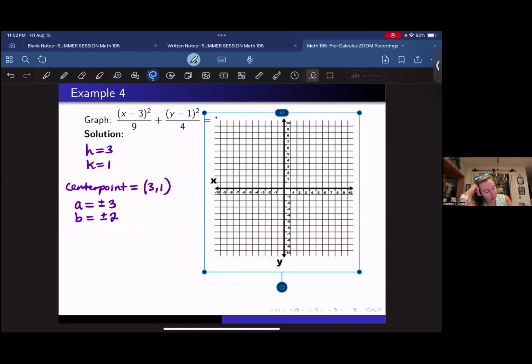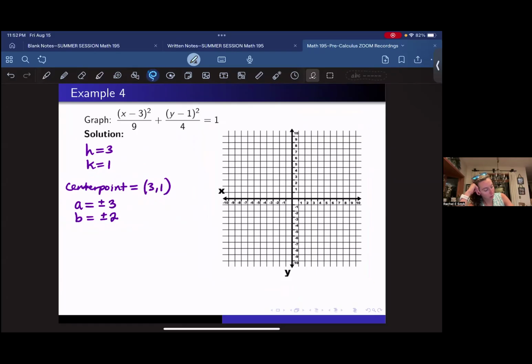So let me bring in my graph again. We're going to go ahead and first plot our center point at 3 comma 1. 1, 2, 3 comma 1. And then our a, every 3 points to the left of our center point, 1, 2, 3, we are going to plot our endpoints. So that's our minus 3, and then 1, 2, 3. This is our plus 3.